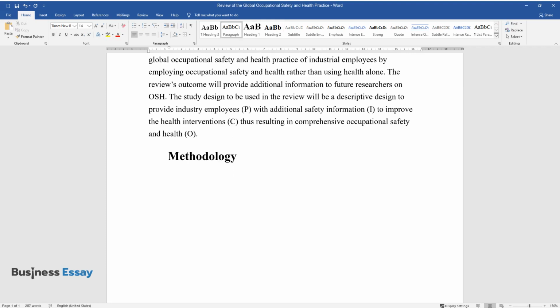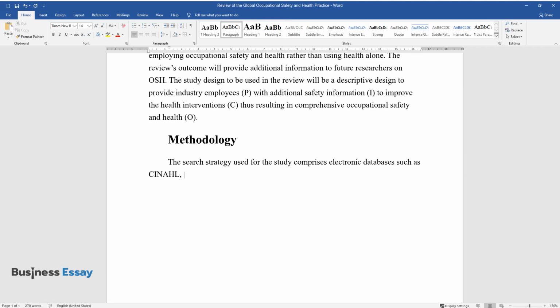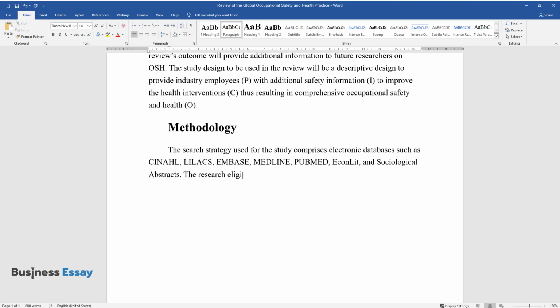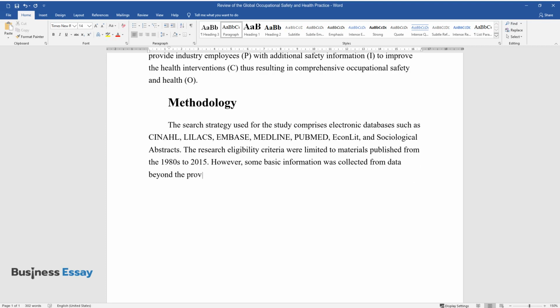Methodology. The search strategy used for the study comprises electronic databases such as CINAHL, LILACS, Embase, Medline, PubMed, EconLit, and sociological abstracts. The research eligibility criteria were limited to materials published from the 1980s to 2015. However, some basic information was collected from data beyond the provided range interval.